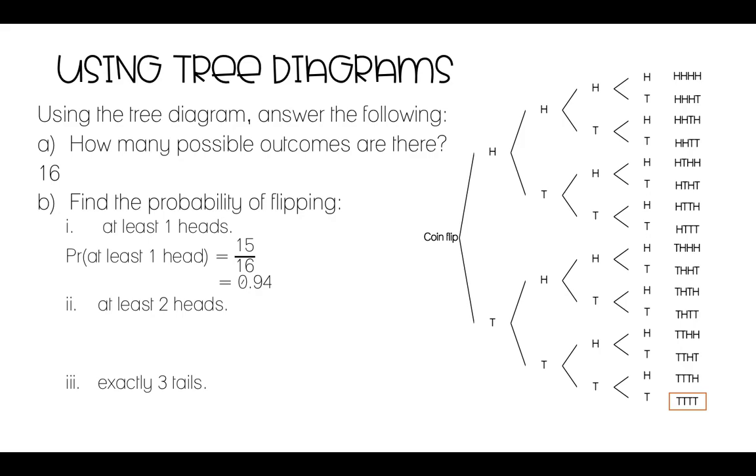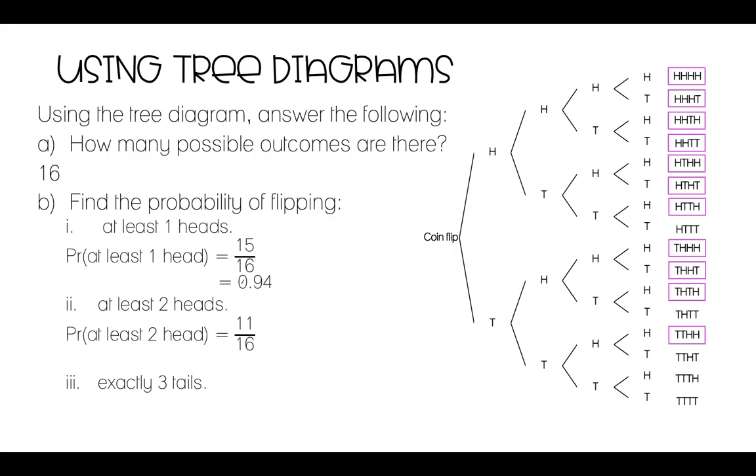If we look again at at least 2 heads, I want you to pause, go and calculate the probability of getting at least 2 heads and then come back. Okay, so if we look at the probability of getting at least 2 heads, we have 11 possible outcomes with 2 or more heads. So we have 11 out of 16, which gives us a decimal of 0.688.